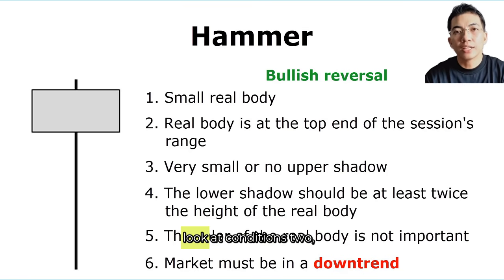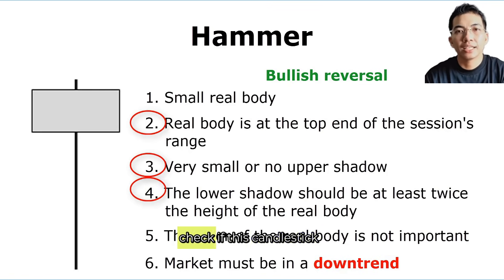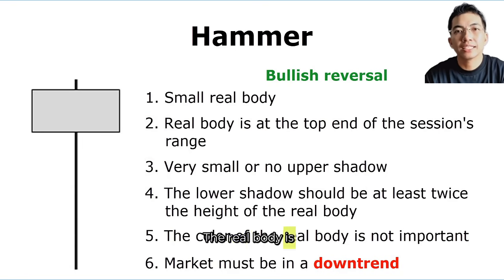Now let's have a look at conditions 2, 3 and 4 to check if this candlestick is telling us something more about the fight between bulls and bears. The real body is at the top end of the session's range. There's a very small or no upper shadow, but there is a very long lower shadow, at least twice the height of the real body.